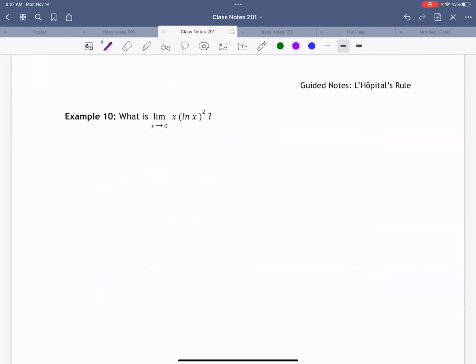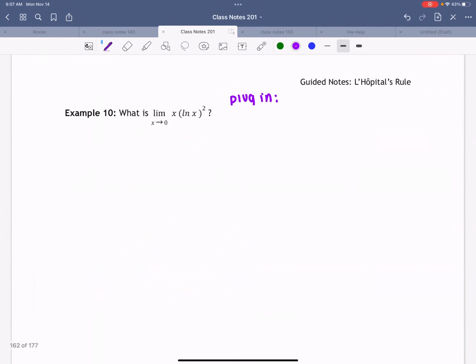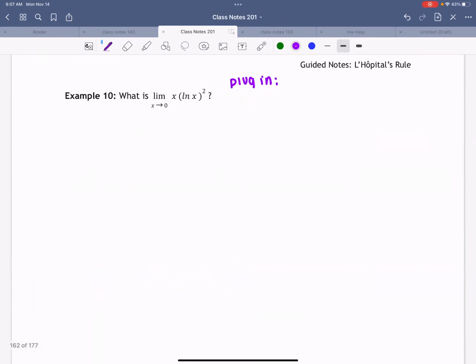So example 10, okay, we want to find the limit as x goes to 0 of x times the natural log of x squared, okay? Remember, the first thing we do with L'Hopital's rule is we plug in, right? We plug in and see if we actually need to use it. So plugging in, I'm plugging 0 into my function. So I'm going to do 0 times the natural log of 0 squared.